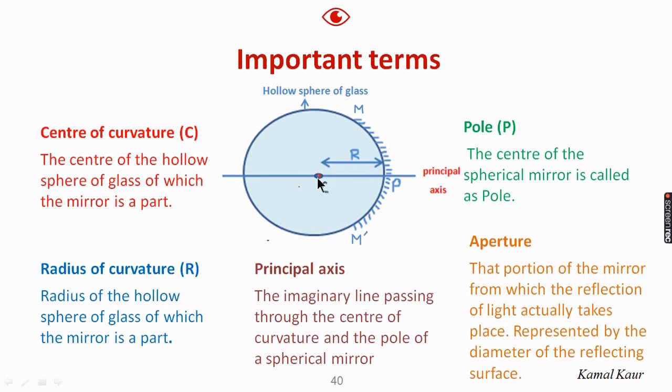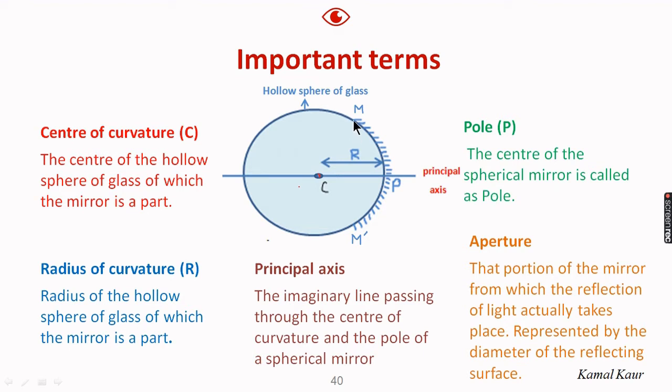This is center of curvature, which is represented by capital C. So it is the center of that sphere of glass from which we have made this mirror, and we will define it as center of the hollow sphere of glass of which the mirror is a part. Similarly, radius of curvature represented by capital R. It is the radius of hollow sphere of glass of which the mirror is a part. Now this mirror starts from M till M dash, and this point P is exactly in the center of this mirror and it is called as pole. So pole is the center of the spherical mirror.